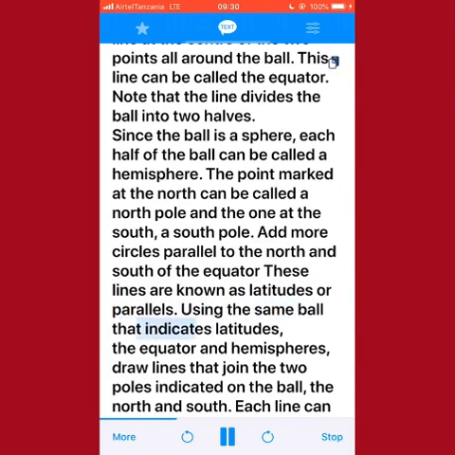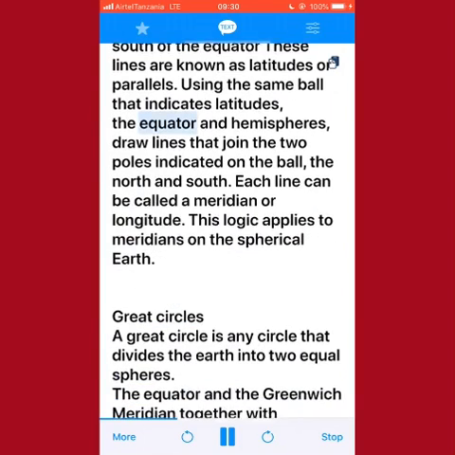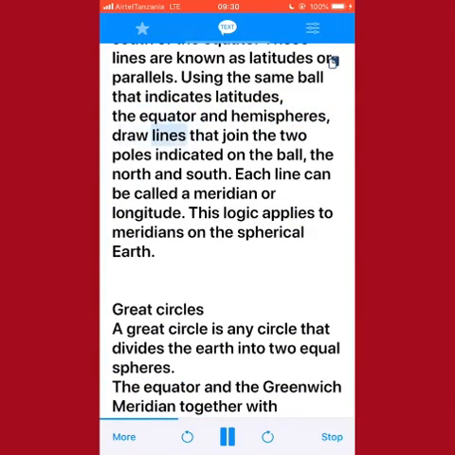Using the same ball that indicates latitudes, the equator and hemispheres, draw lines that join the two poles indicated on the ball, the north and south. Each line can be called a meridian or longitude. This logic applies to meridians on the spherical Earth.